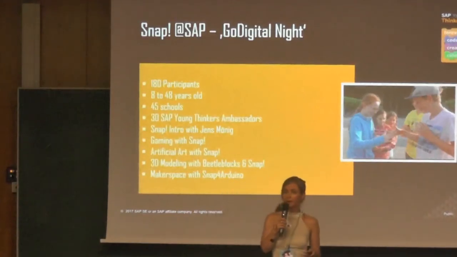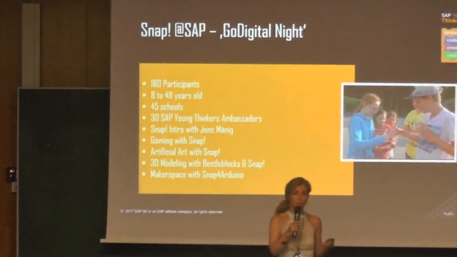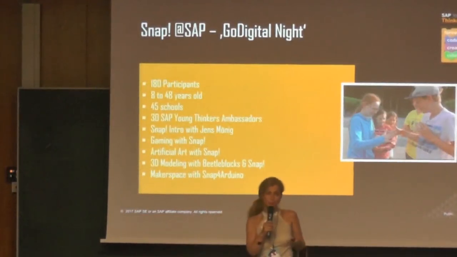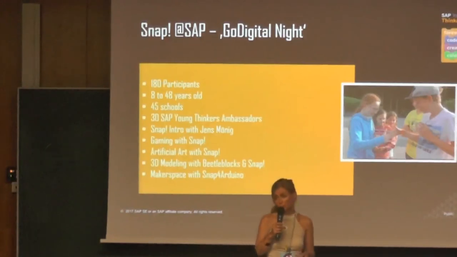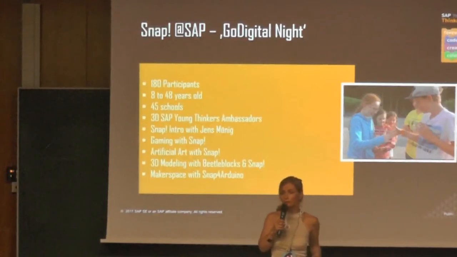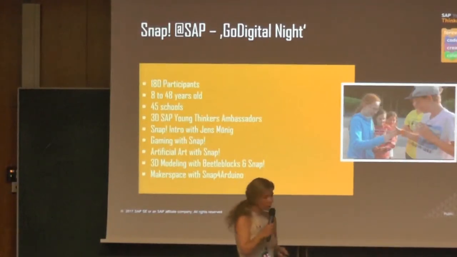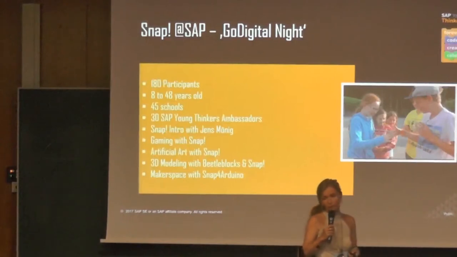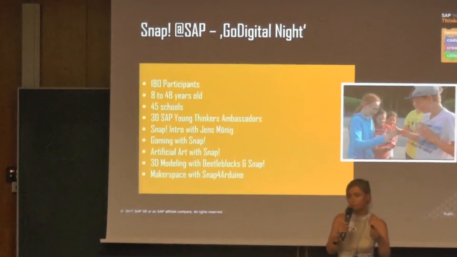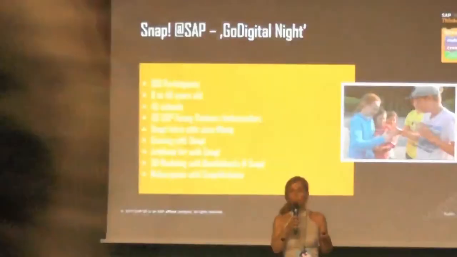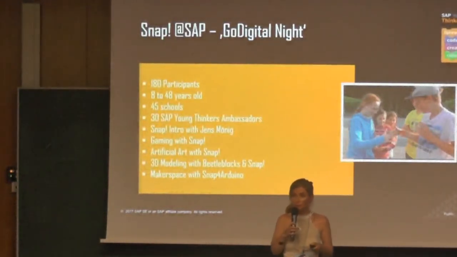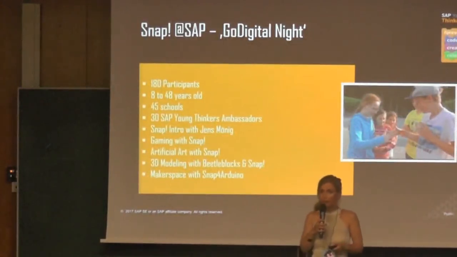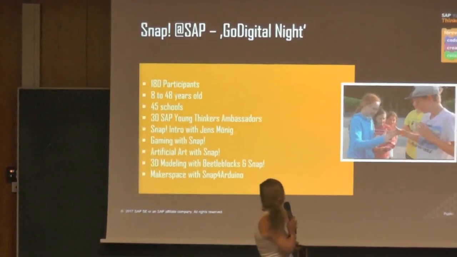So we had 180 participants. The age range, because we love to work in diverse teams, was between 8 and 48, which is huge. We had 45 schools attracted around our headquarters. And what we do in the SAP Young Thinkers program, which is a program I will tell you about in a minute, we acquire colleagues to become SAP school ambassadors, Young Thinker ambassadors, and 30 of them helped us to organize and to do the event.